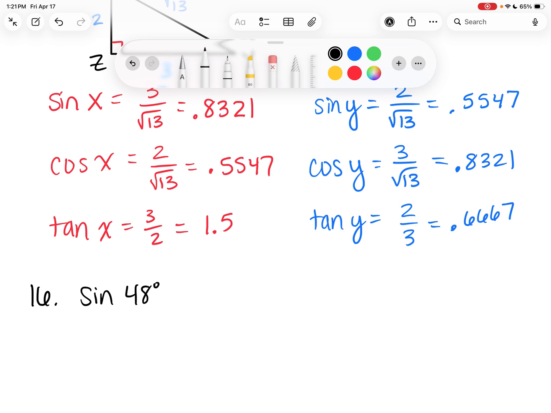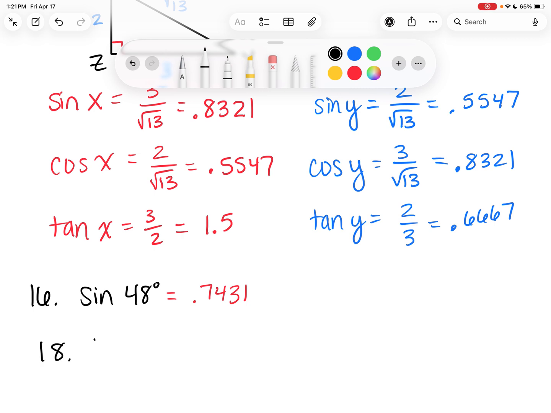And then we're just going to give our values. 0.7431. So all you do is hit sine, really easy, though. Whatever the trig function is, usually color the triangle.